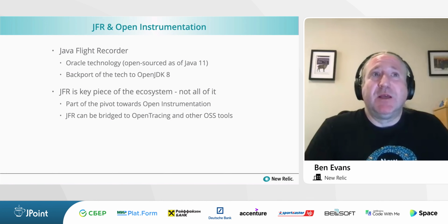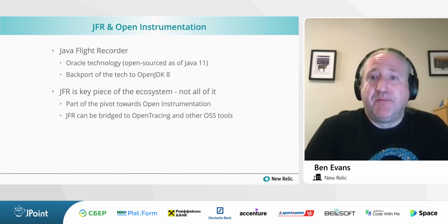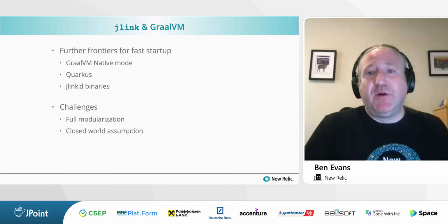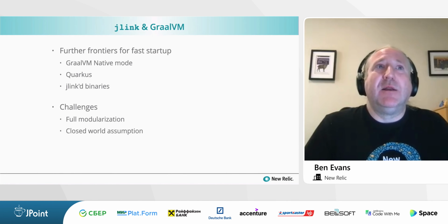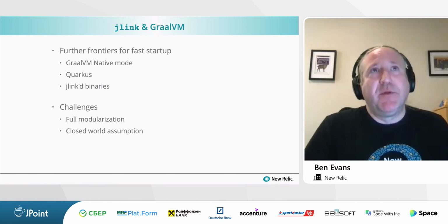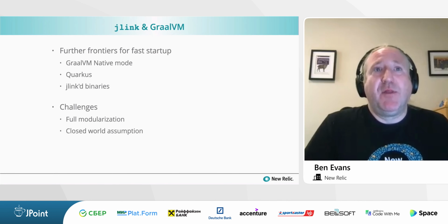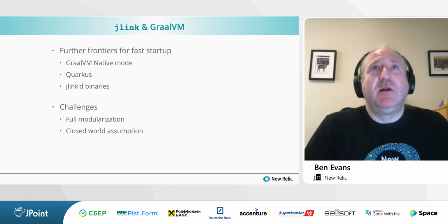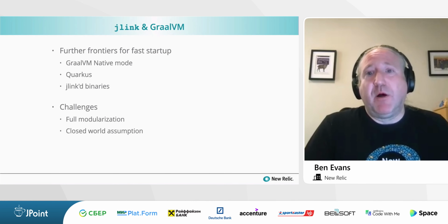I'm constantly amazed by how much cool and interesting and useful stuff there is. Didn't have any time to talk about JLink and GraalVM. Obviously, there are further frontiers for fast startup, and there are some challenges as well, things like modularization and the closed world assumption. But if you ask me what I might be talking about in a year's time, I think JLink and GraalVM and Quarkus might well be part of that.